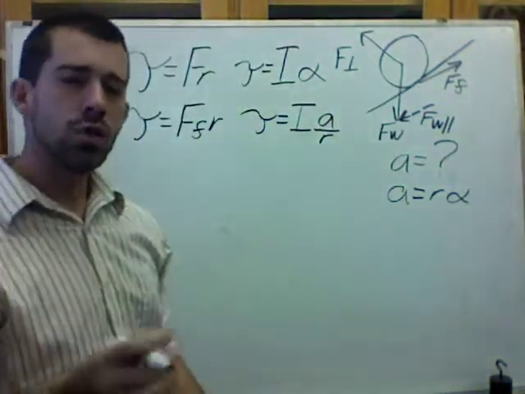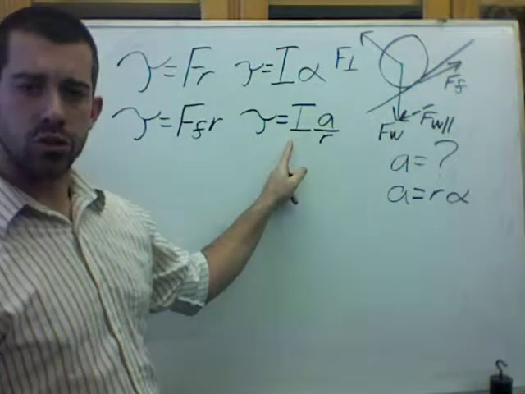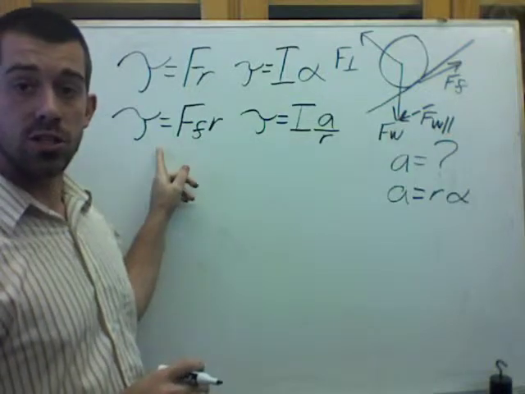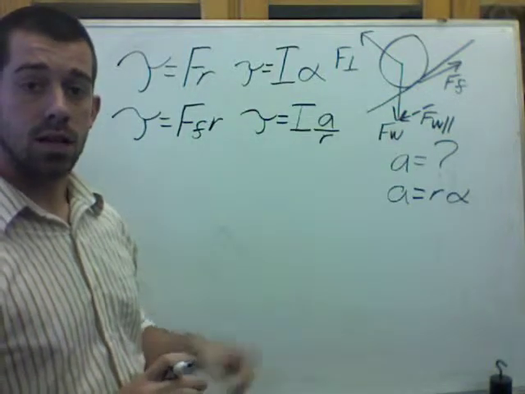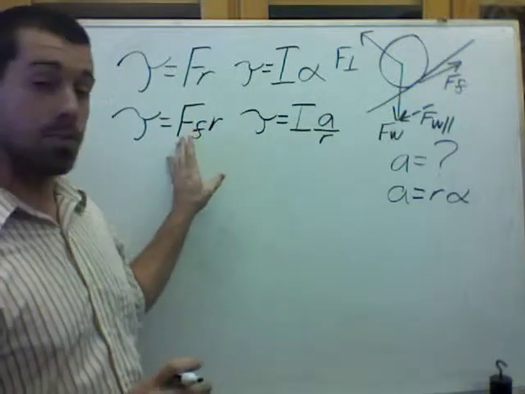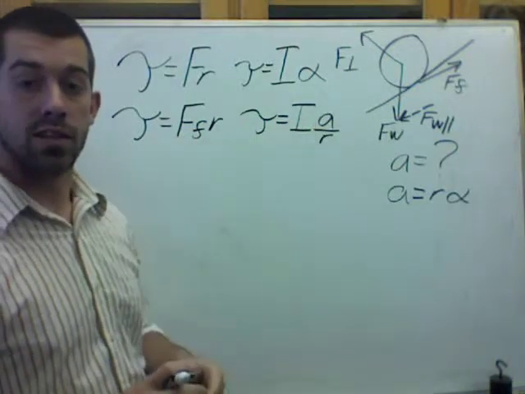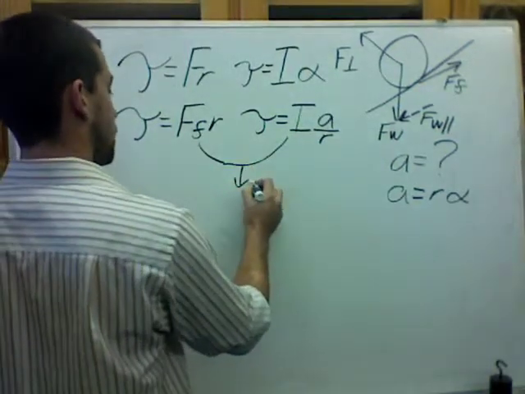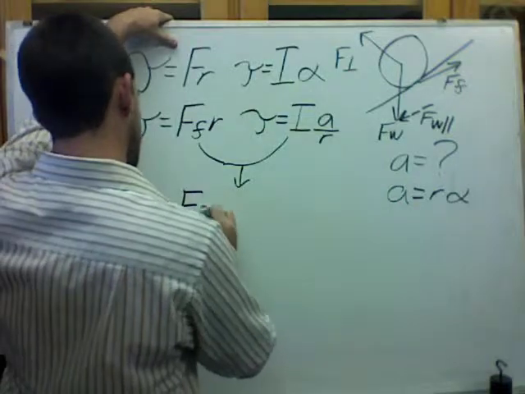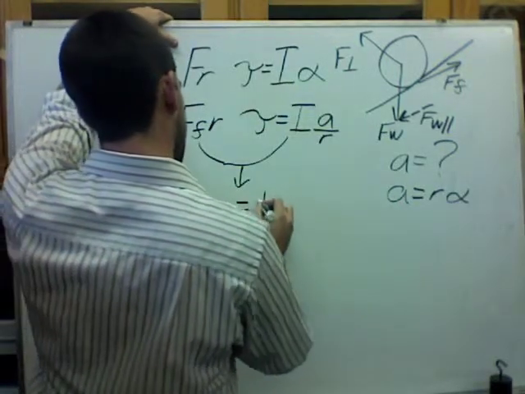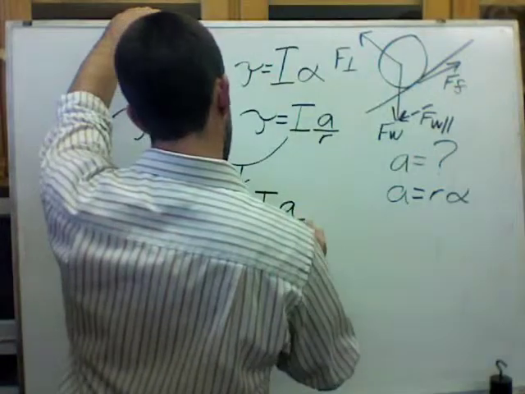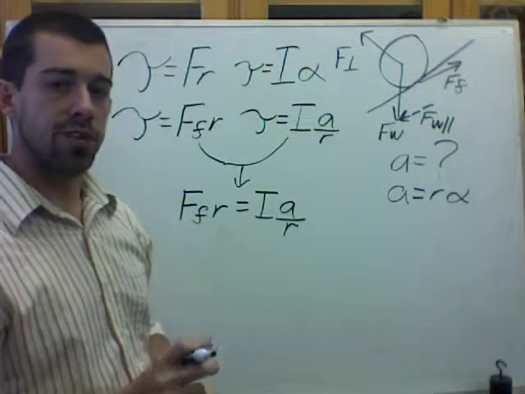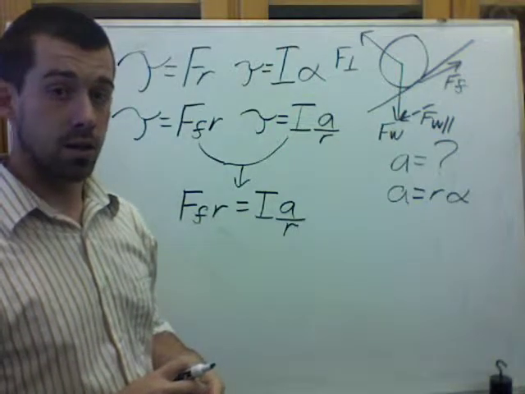Okay, so I've got two things going on here. I've got this equation that talks about the acceleration of the disk spinning, and I've got this equation that talks about how much force is on the disk. If I put them together, then that unites my unknown with the thing that I want to find. Okay, so this allows me to figure out how much force of friction there will be on the disk.